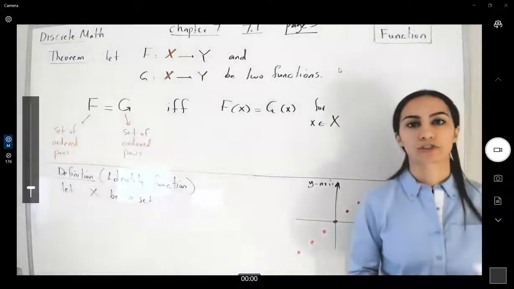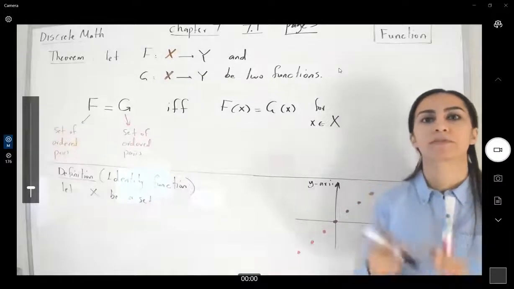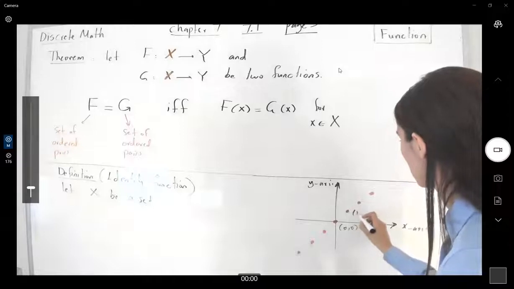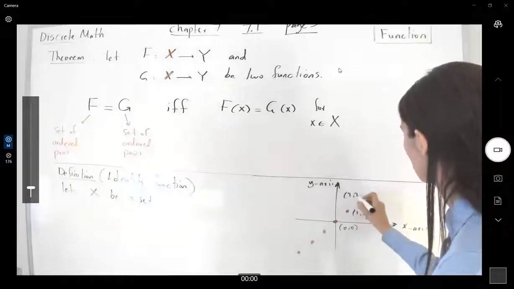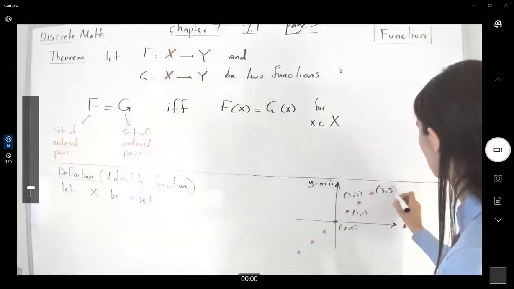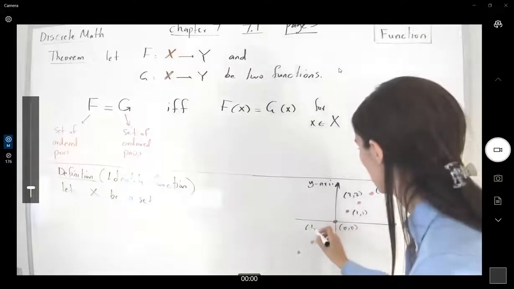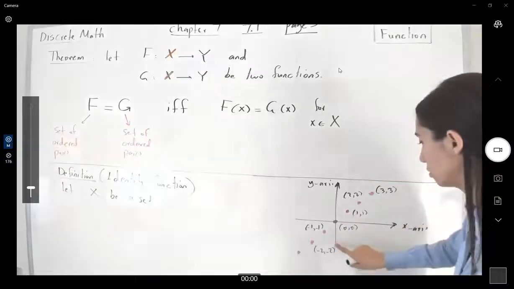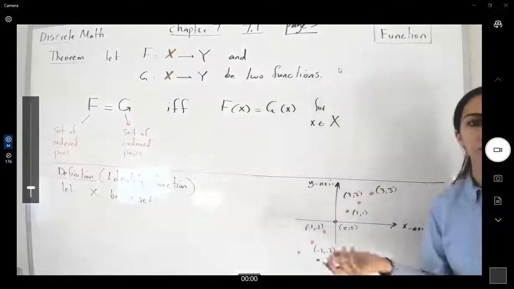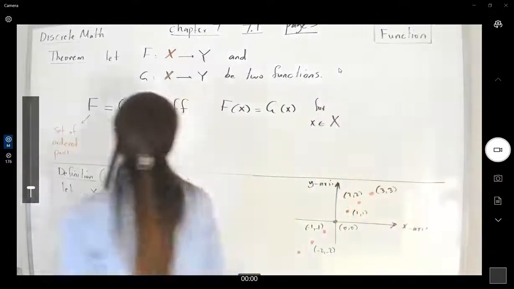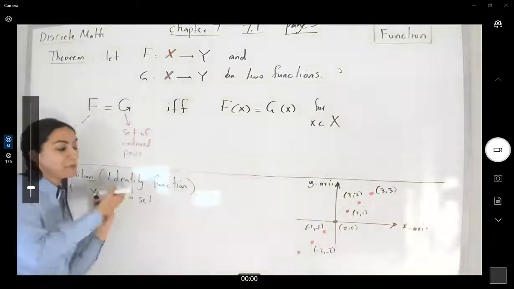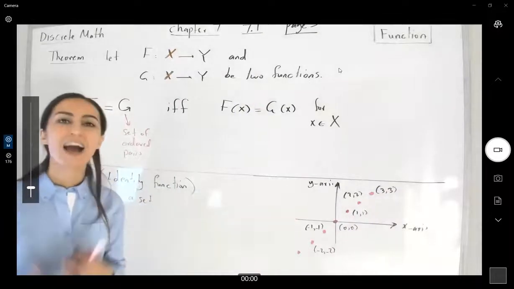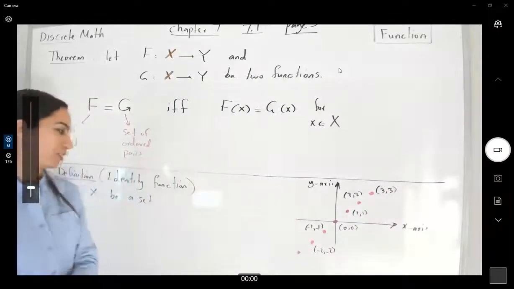How do we define this function? What is the name of this function? So (0, 0), (1, 1), (2, 2), (3, 3), (-1, -1), (-2, -2), and so on. How do we define this function? What is the definition of this function? What's the name of this function? This function is called the identity function.